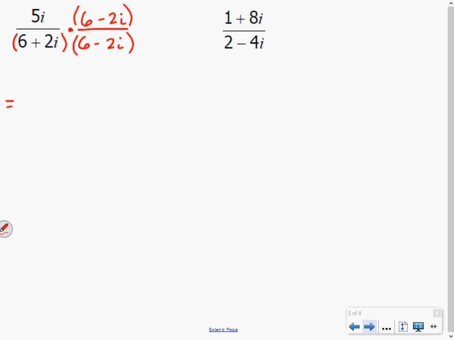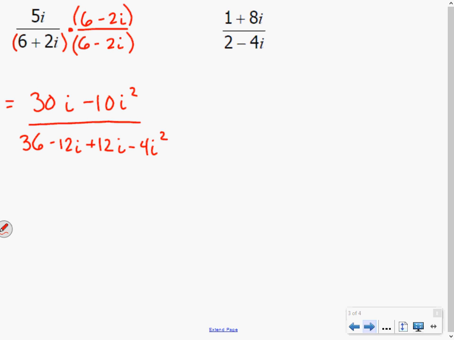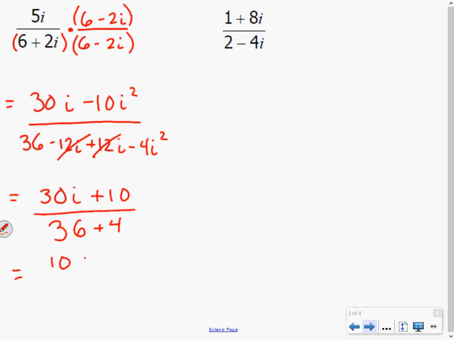So we're going to get 30i minus 10i squared over 36 minus 12i plus 12i minus 4i squared. Notice in the denominator, these are going to cancel. I can replace my i squareds with -1 now. So -10 times -1 will turn that into a plus 10. In my denominator, that -4 times -1 is going to turn into a plus 4. And we can take it a little further. I'm going to rearrange the order in the numerator there.